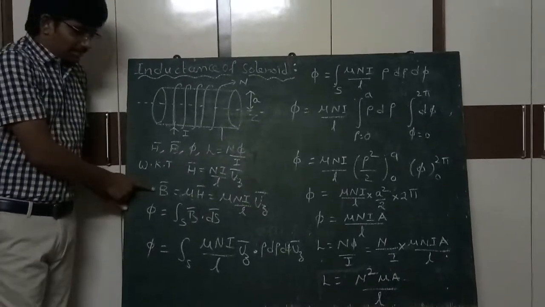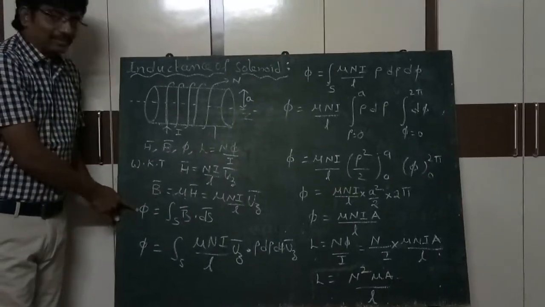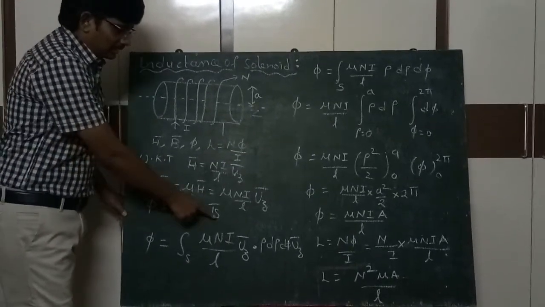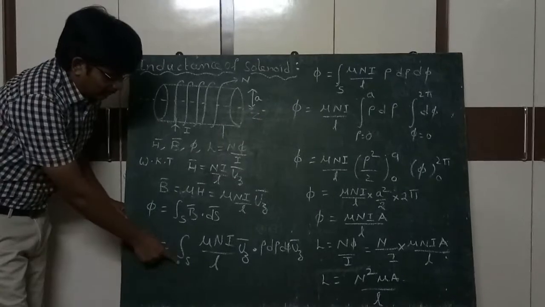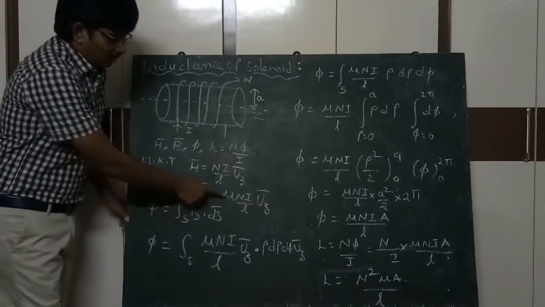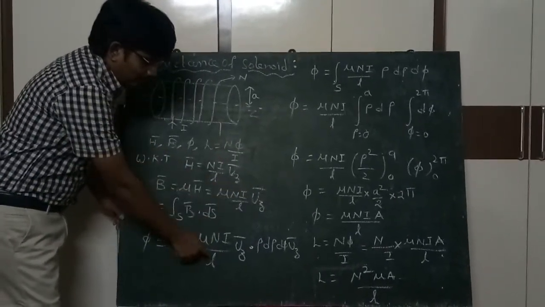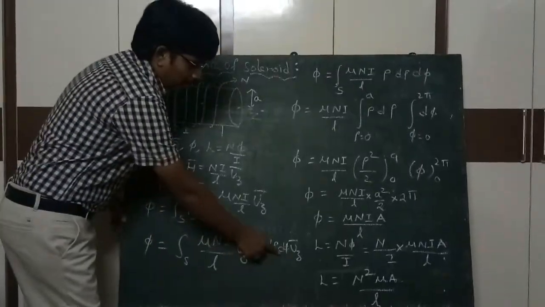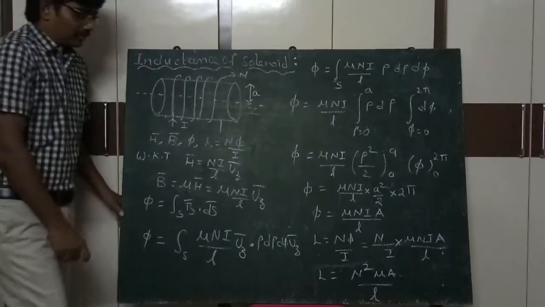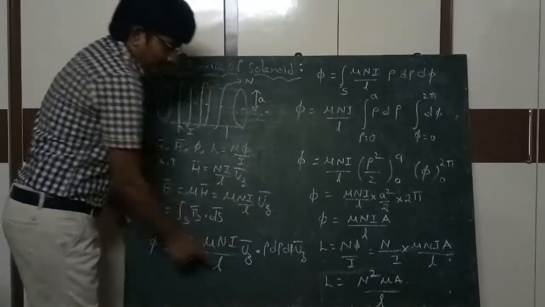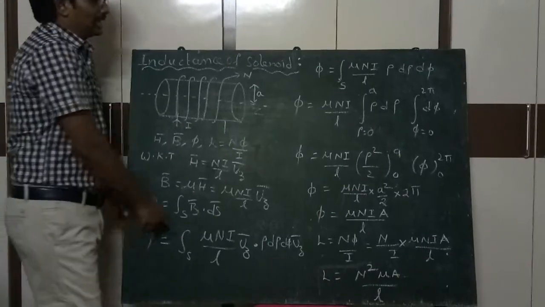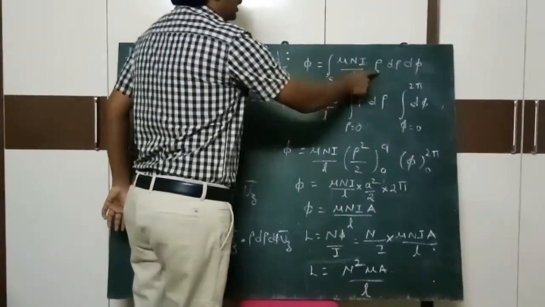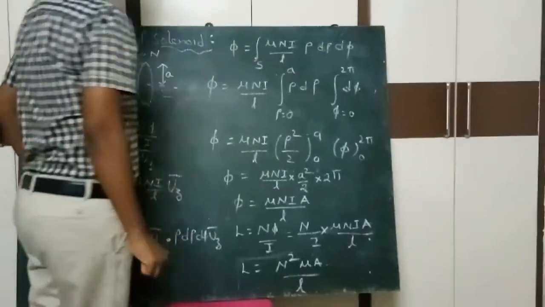After determining B bar, we need to calculate the flux produced by the solenoid, that is phi equals surface integral of B bar dot ds bar. So phi equals surface integral of mu into N I by L into Uz bar dot ds bar. The differential surface here is rho d rho d phi into Uz bar. Uz dot Uz means 1. So phi equals surface integral of mu N I by L into rho d rho d phi.